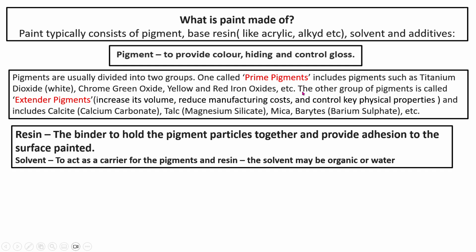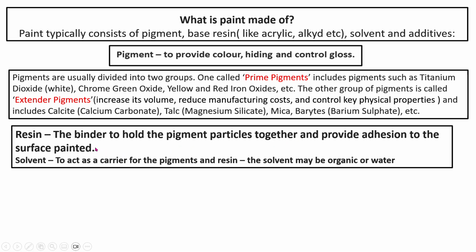For prime pigments, normally we use titanium dioxide for white color, chrome green oxide for green color, and yellow and red iron oxide for yellow and red color, etc. The other pigments we use are called extender pigments, which are used to increase volume, reduce the cost, and control the key physical properties of the paint. That includes calcite, calcium carbonate, talc, that is magnesium silicate, mica, barium sulfate, etc.